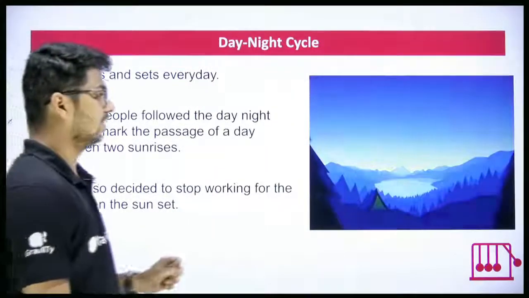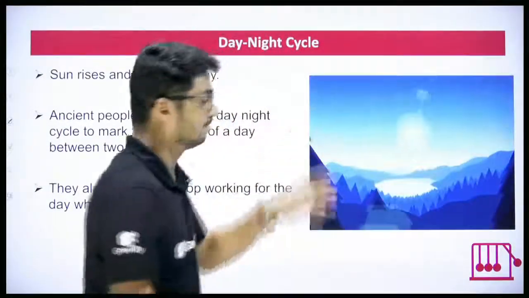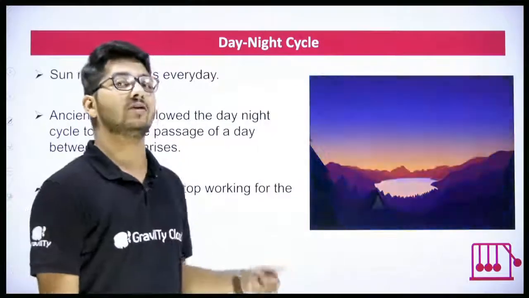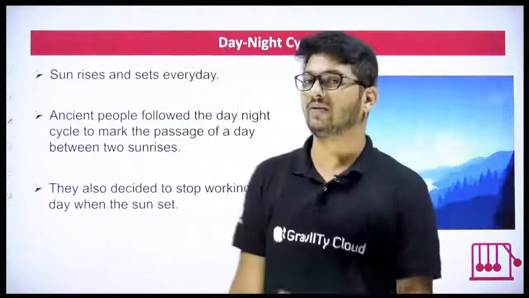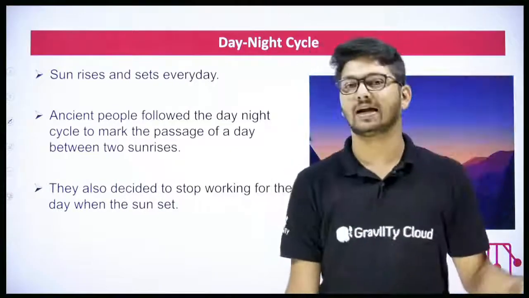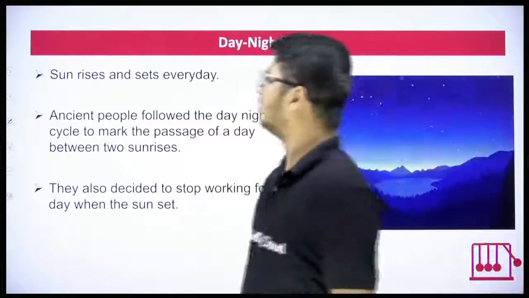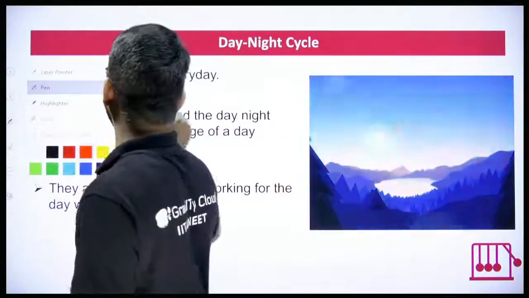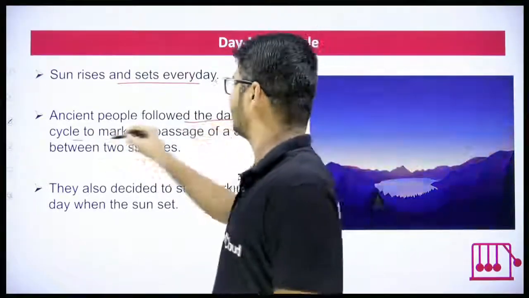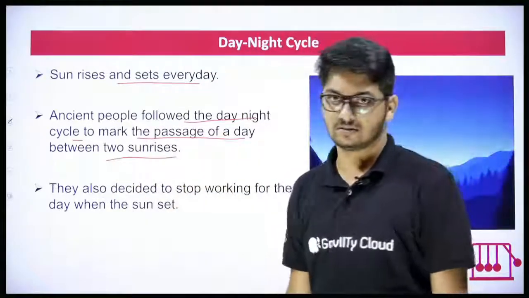Now the first thing that people could observe is the day and night cycle. It happens every day, so time can be measured in terms of the day and night cycle. I told you, what is time interval between two events? You can say from day to night is one time interval, and from night to day is another. So the sun rises and sets every day, and ancient people followed the day-night cycle to mark the passage of a day between two sunrises.